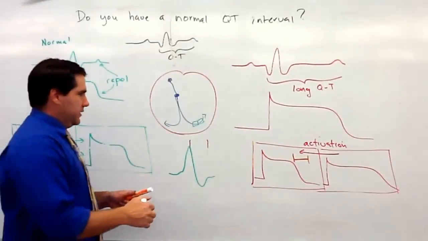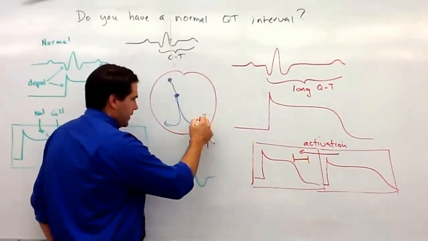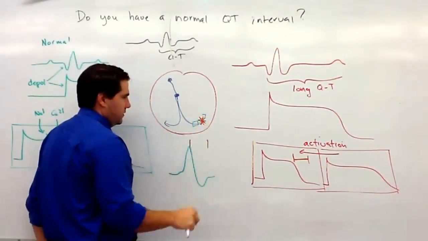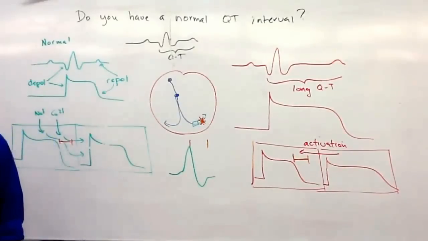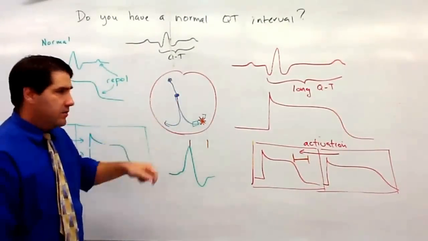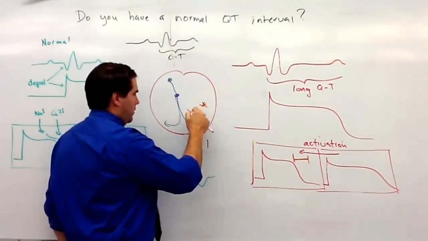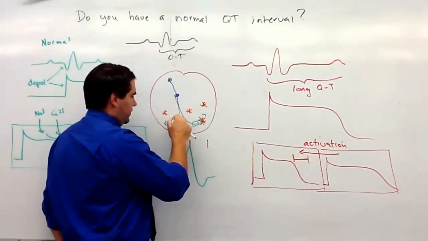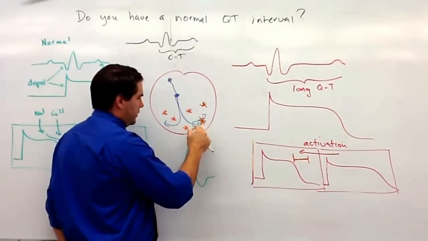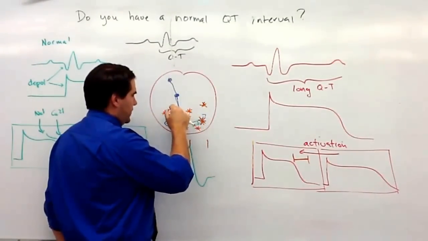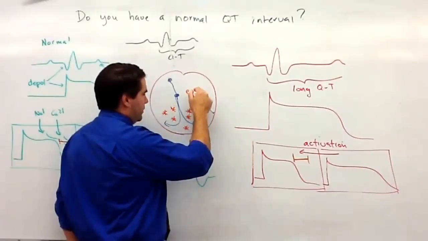That's a bad thing, because if this was a heart, now all of a sudden this guy just became a pacemaker. And there's all kinds of cells all over that can suddenly start activating their neighbors. These are called ectopic pacemakers.